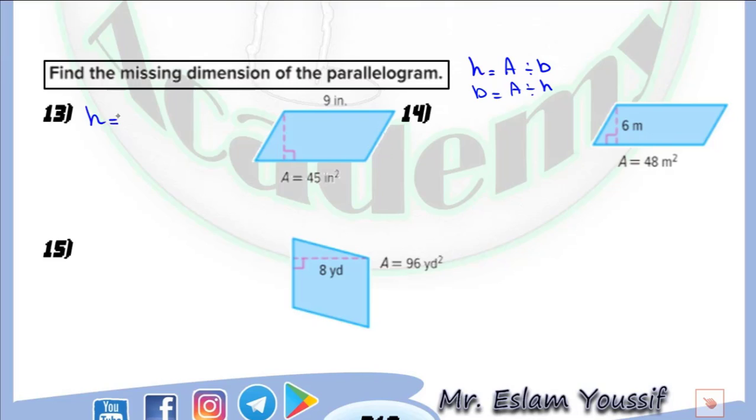We know that the area is equal to 45. We will divide it by the length of the base, which is equal to 9. So the height now will be equal to 5 inches. In question number 14, we need to find the length of the base.